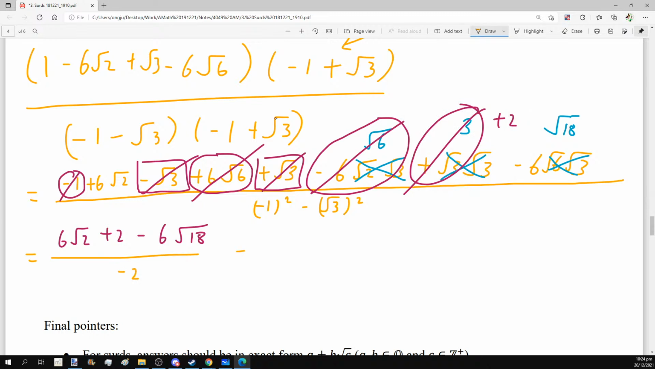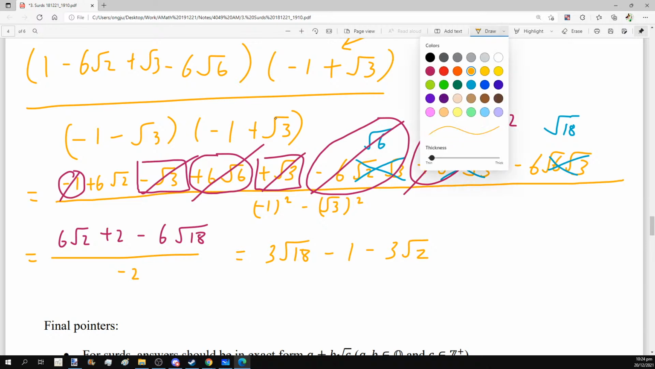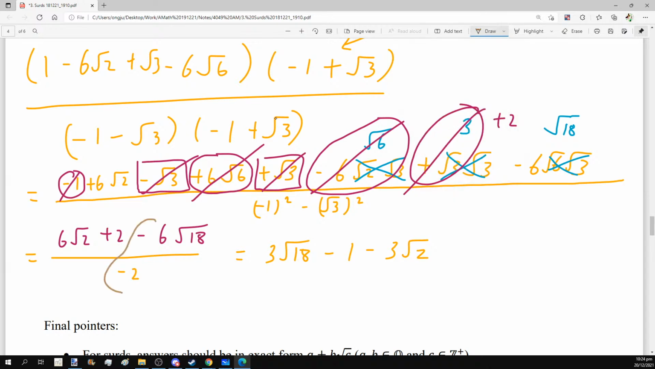This is very nice because if you look at all the numbers in the numerator, they're all divisible by -2. We will simply get 3 root 18 minus 1 minus 3 root 2. Like so. Right, so -6, let me change colors. -6 divided by -2 gives me 3. And then +2 divided by -2 gives me -1. And last but not least, +6 and -2 gives me -3.